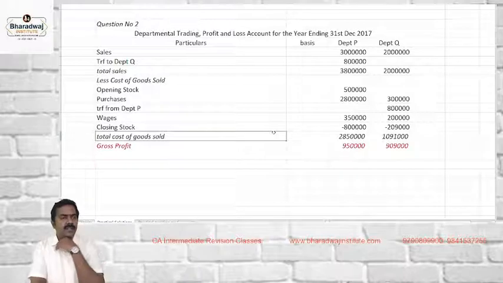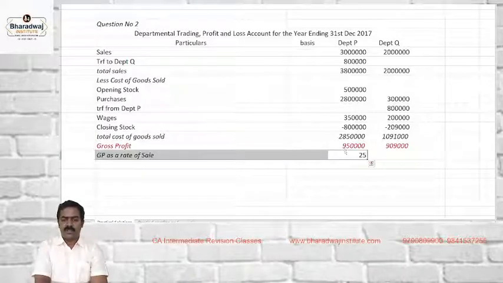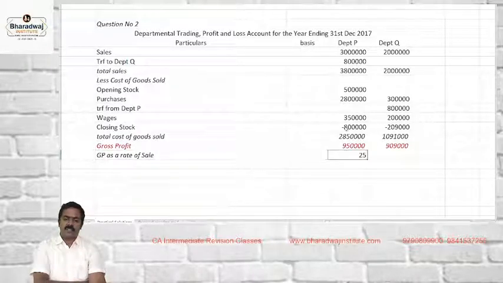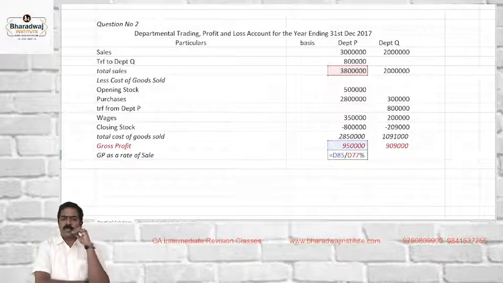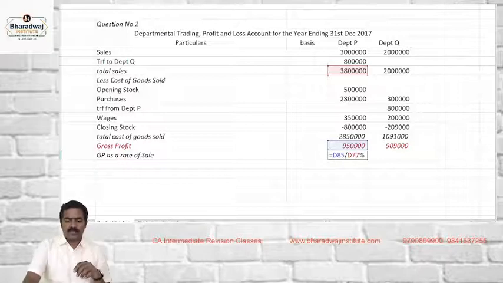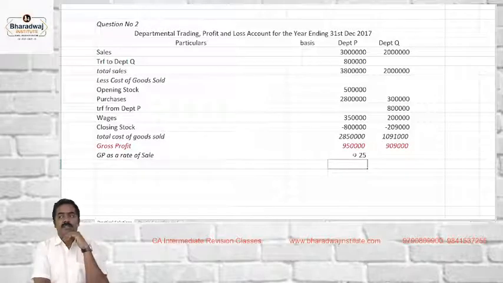Gross profit divided by sales plus transfer into 100. How much percentage do you get? 25%. Sales plus transfer, you have to take both. 9,50,000 divided by 38 lakhs into 100. Then charge all the expenses. I hope the basis is already given for you.